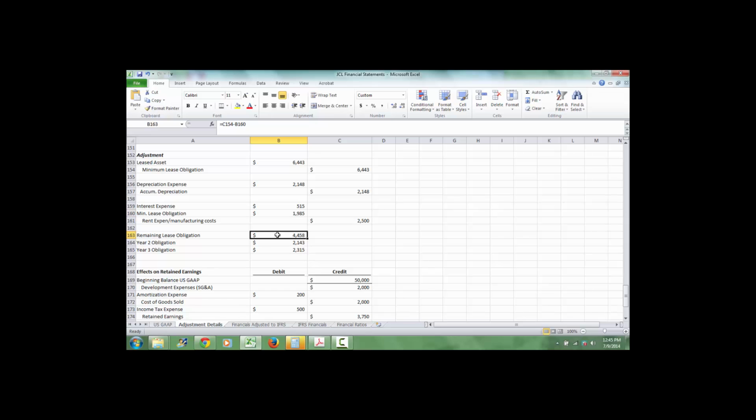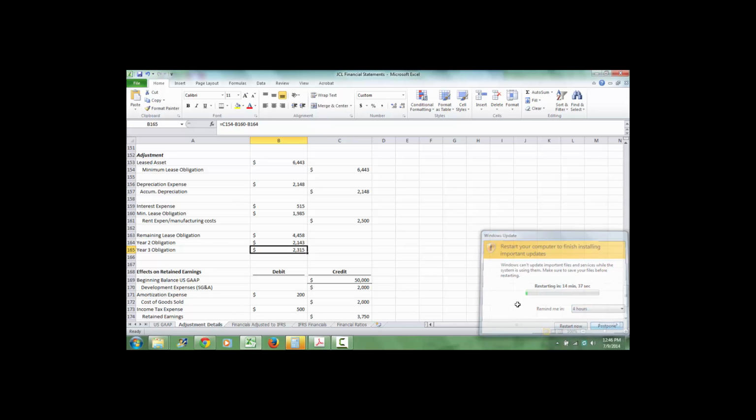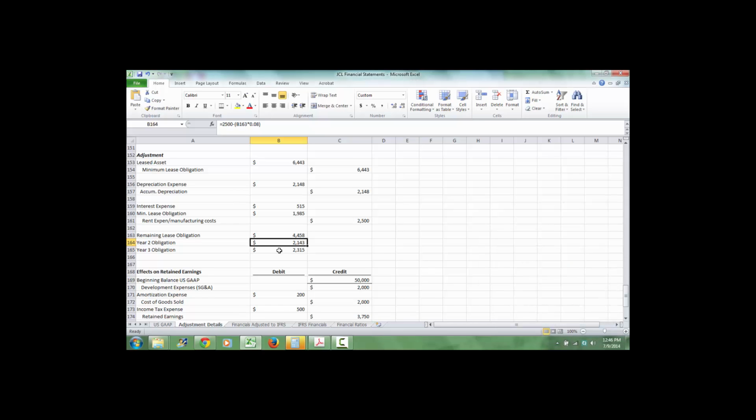I'm just going to go back to this detail. So here we have the present value of the lease payment. We subtract out the lease obligation, and I calculated this by multiplying the present value times the interest rate. So this is the percentage of the first payment that is considered towards principal, and this is interest. In year 2, the obligation is 2,143,000, and in year 3 it's 2,315,000. So therefore, in each of these, this would be current and this would be non-current.